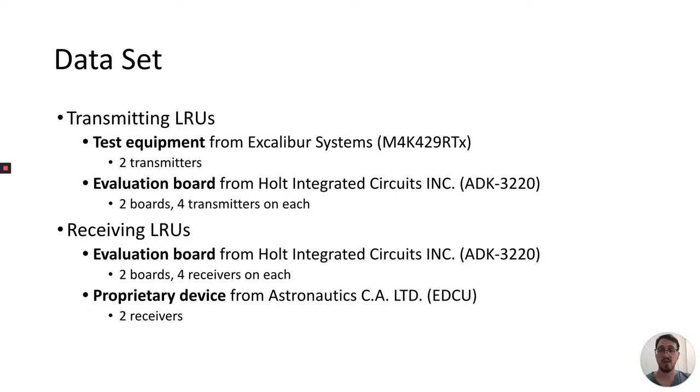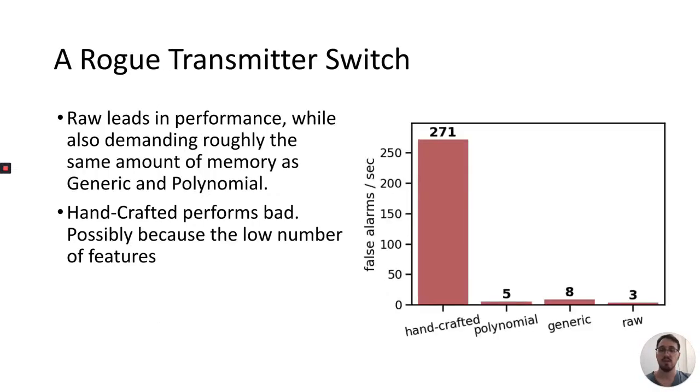In order to test the method, we needed a dataset. Unfortunately for us, we did not find a dataset of ARINC 429 recordings, so we had to compose it ourselves. We recorded about 128,000 words with 6 different transmitters and 6 receivers. We used several types of devices: evaluation boards, test equipment, and Astronautics proprietary devices. We simulated attacks by first training the algorithm on a transmitter-receiver pair, then swapping or adding a device, and then running the algorithm in test mode. This is a summary of the results.